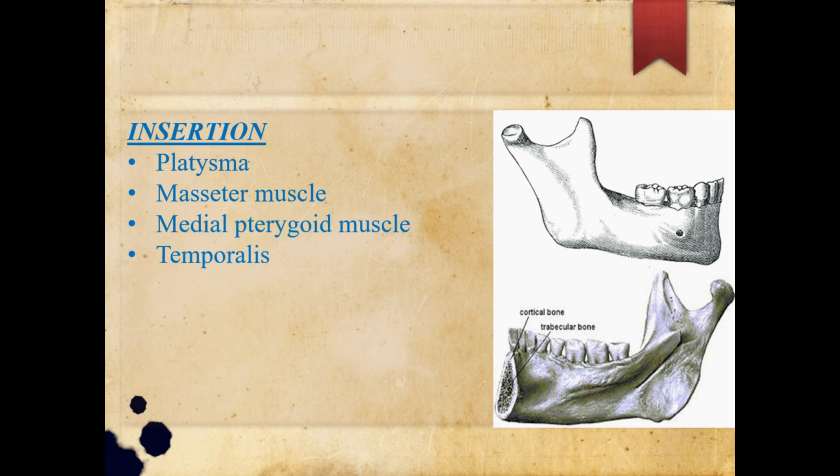Temporalis muscle. The temporalis is inserted into the apex and medial surface of the coronoid process. The insertion extends downwards on the anterior border of the ramus. Lateral pterygoid muscle. The lateral pterygoid muscle is inserted into the pterygoid fovea on the anterior aspect of the neck.